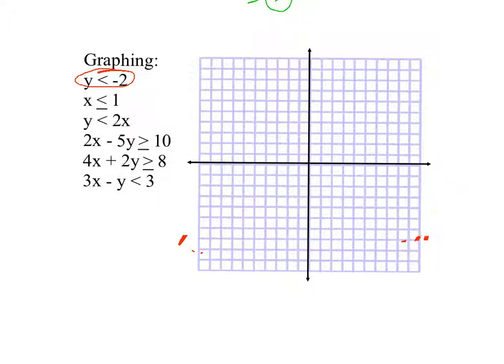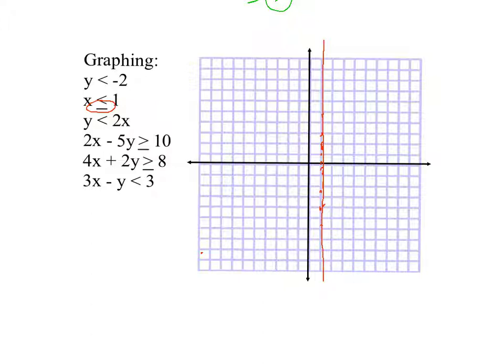The next one says x is less than or equal to 1. So here, there is no y value. Y can be anything, and x is always equal to 1. So we put our points in there. No matter where we are, and y can be anything, x is always equal to 1. In this one, you'll notice that there's that little line underneath. That means it's also equal to. So I put a solid line in there, meaning I'm including the line. When it's dotted, it means I'm starting there, but I can't include that line.